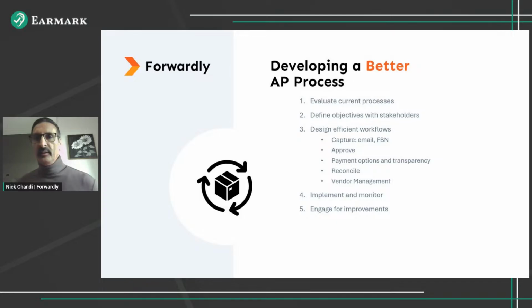Once you implement a system, whether Forwardly or any other platform, you need to make sure you monitor it, because people need to be trained a bit, and we want to make sure those W9s are still being collected and data is being reconciled. So monitoring is needed, and sometimes you need to do some fine tuning. You might need some changes in the approval workflow. So it's a process. One-time setup and configuration, and monitoring is part of the journey.